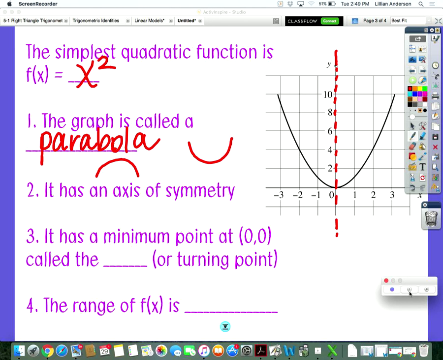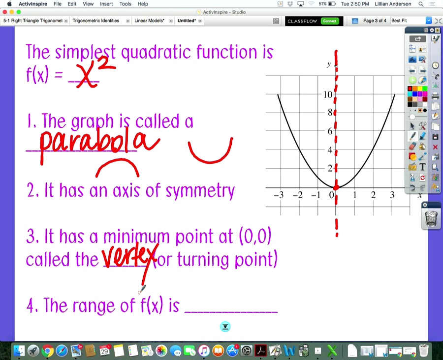Now, this particular example, not every quadratic, has a minimum point at 0, 0, and that point is called the vertex, also known as the turning point, okay? So if the question ever says, what is the turning point of the parabola? You know they're talking about the vertex. Not every quadratic is going to have a minimum. It could have a maximum if it was pointing down, representing the highest point. In this case, it's the lowest point on the graph.